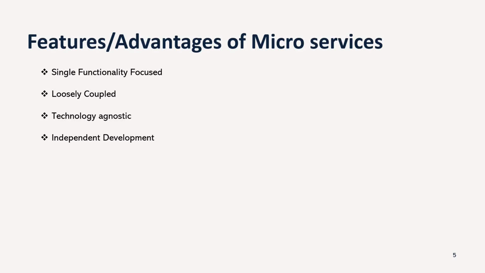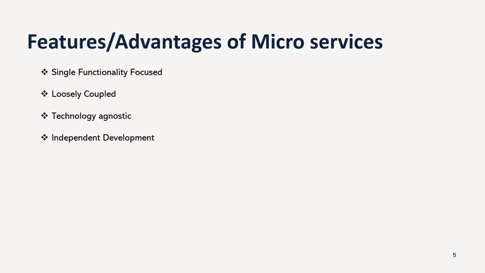Then, because all these services are separate and have separate code bases, they are loosely coupled. Like in monolithic architecture, all functionalities were together, so they were very tightly coupled. But here, because we have many services with different functionalities and separate code bases, they are loosely coupled.